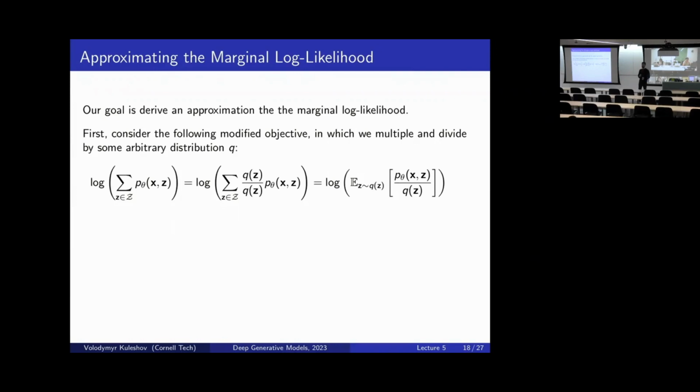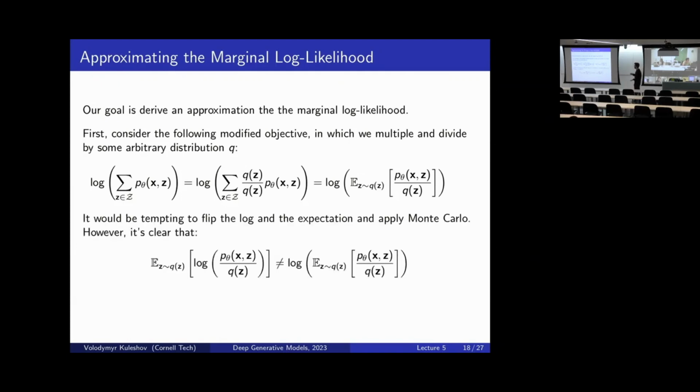The reason why this is interesting is that because we have an expectation, this is starting to look like something that we might potentially approximate using the techniques we saw in the previous lecture. In particular, if we have an expectation, we could maybe try to use Monte Carlo to approximate this intractable expectation with a smaller sum. That would be our hope. However, we have a problem.